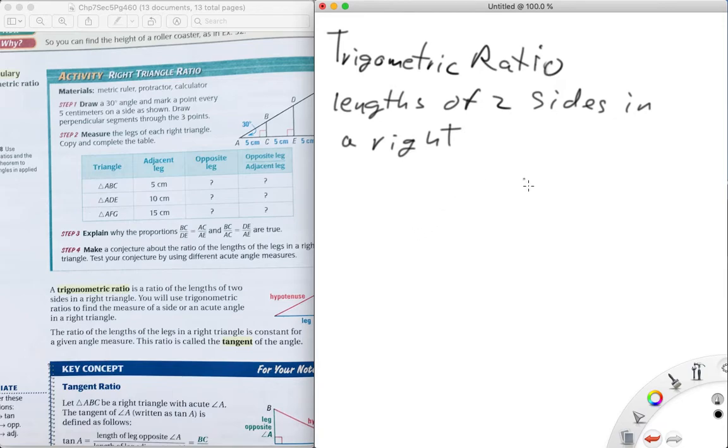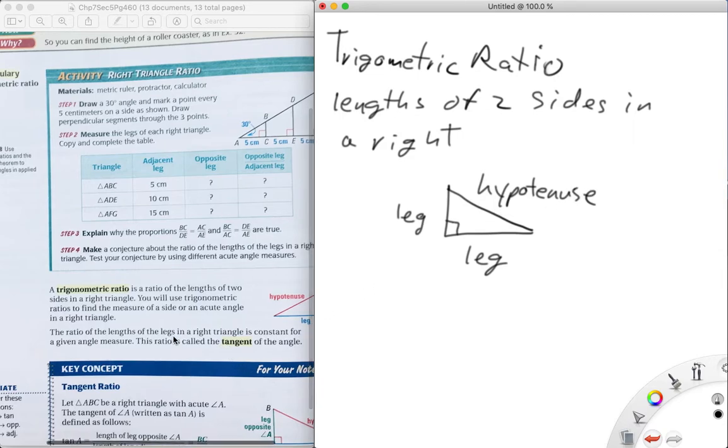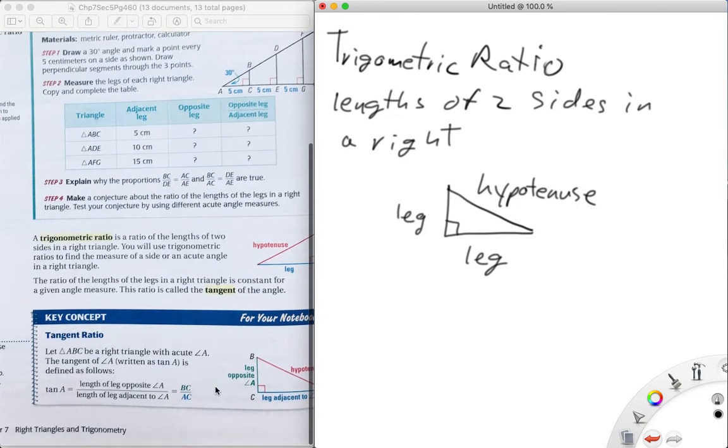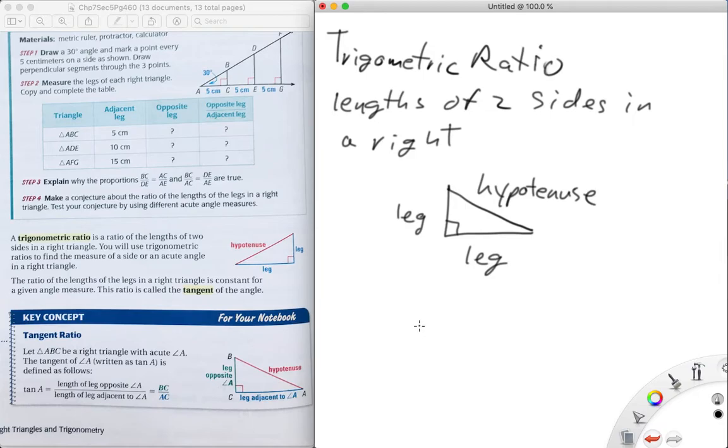Remember, in a right triangle, we have the legs, which are the sides that are not opposite of the 90-degree angle, and then the side opposite of the 90-degree angle is the hypotenuse. Okay, right, so here's what they talk about in terms of tangent.